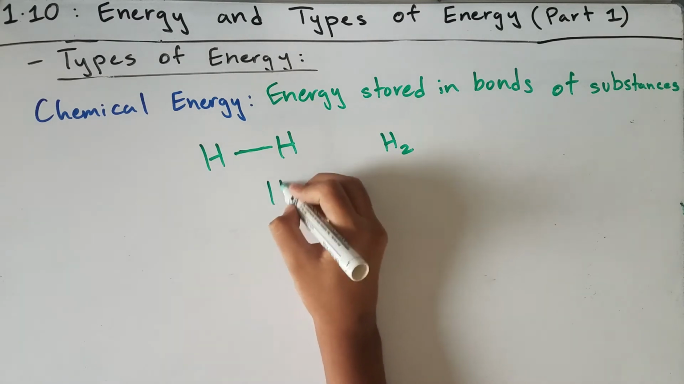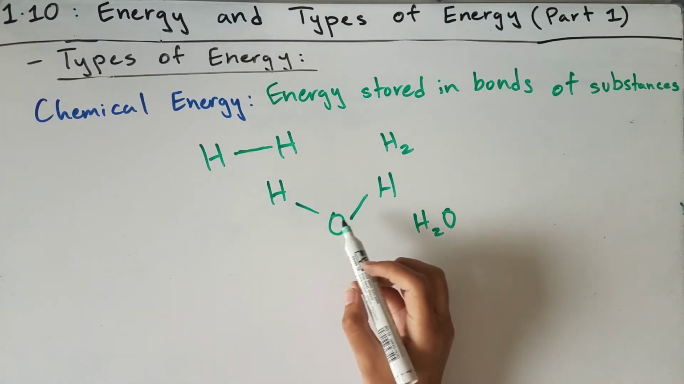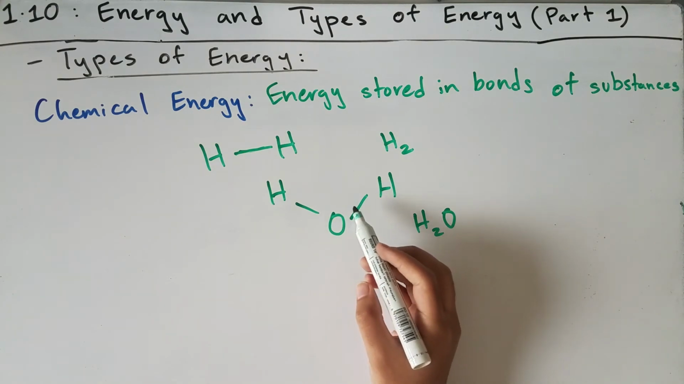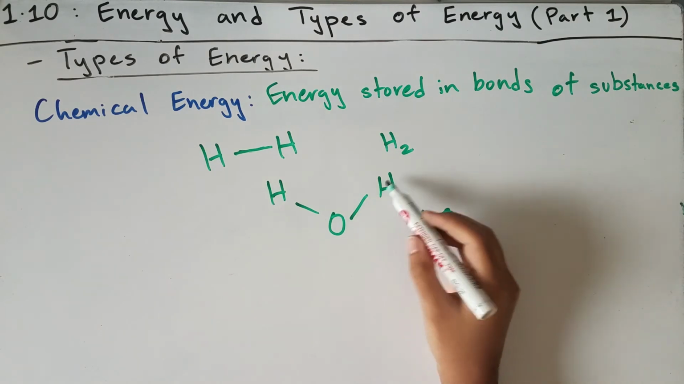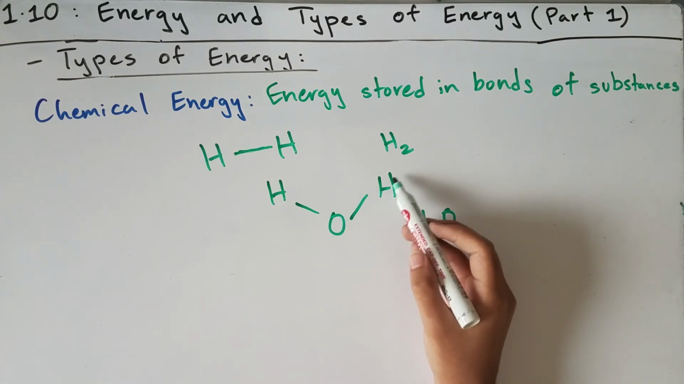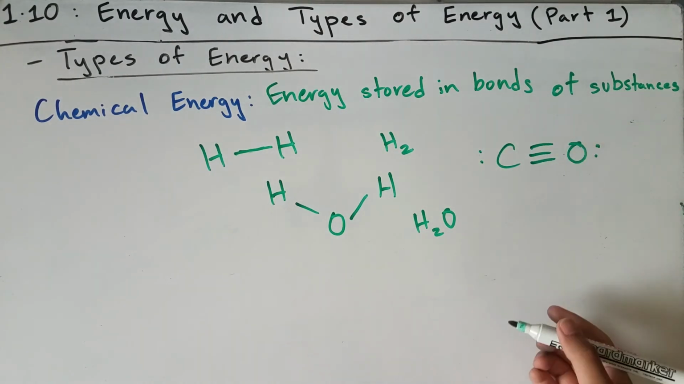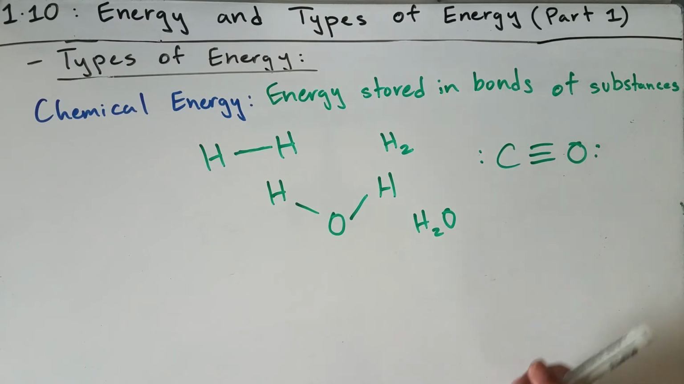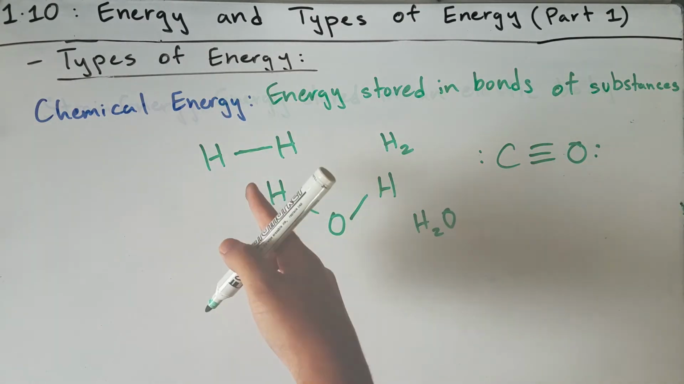Another example is H2O, which is also known as water. In this example, this molecule has more chemical energy because it has two chemical bonds. However, the chemical energy required to make a bond is also dependent on the atoms that you're bonding together. Another molecule could be carbon monoxide. In this case, we have three chemical bonds between the carbon atom and the oxygen atom. So this one probably has more chemical energy than a single bonded hydrogen molecule.